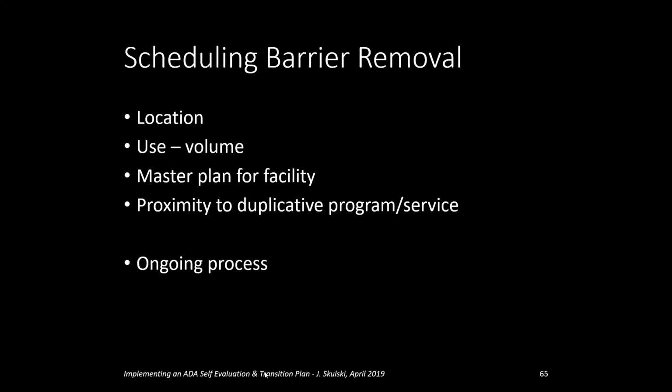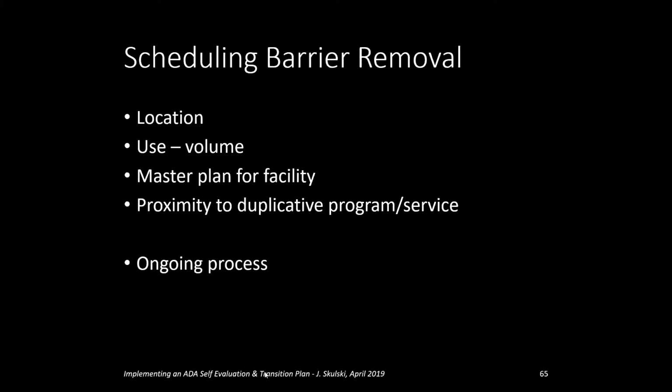The transition plan then should start scheduling that barrier removal. And that's going to be an agency decision. What can you commit to annual accessibility improvements? Is it going to be $20,000? Is it going to be $200,000? Is it going to be $2 million? That's an individual entity question to answer, and it's going to be different for every single entity.